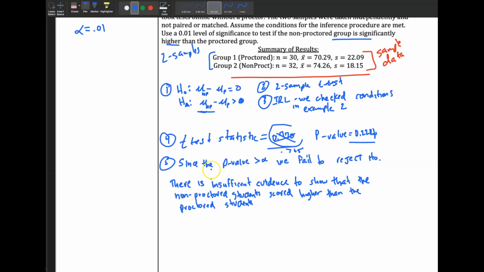Since the p-value is greater than alpha, we fail to reject. What that means is that we're not rejecting the null hypothesis. And then there is not sufficient evidence to show that the non-proctored students score higher than the proctored students.